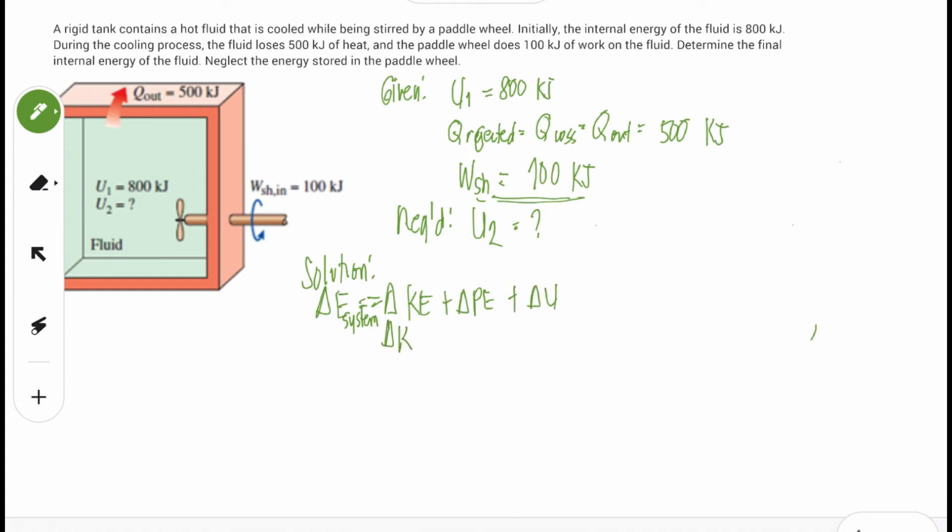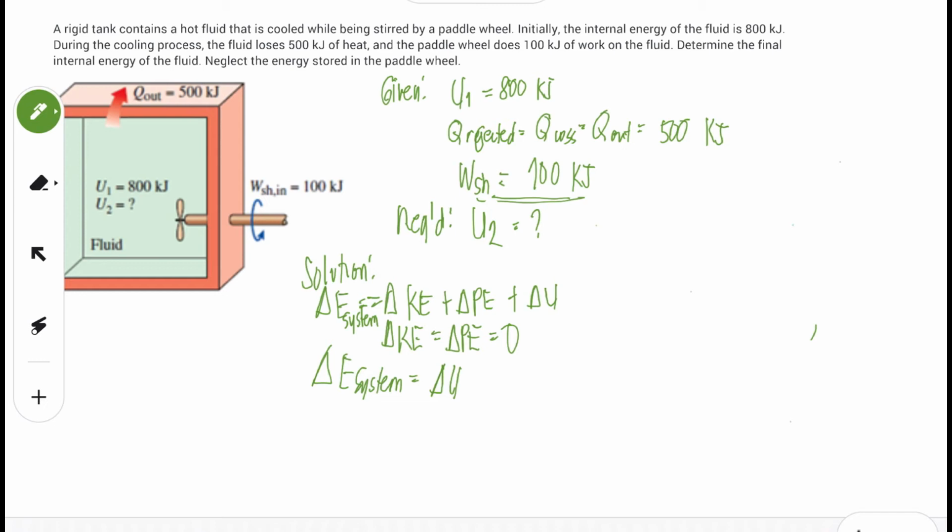Since the kinetic energy and potential energy are considered negligible, they are equal to 0, because the tank is stationary. So the kinetic and potential energy changes are 0. Therefore, the change in energy of the system is equal to the change in internal energy.